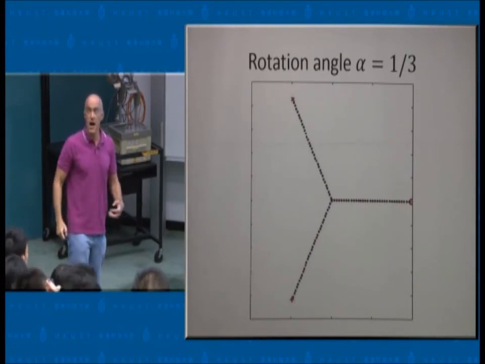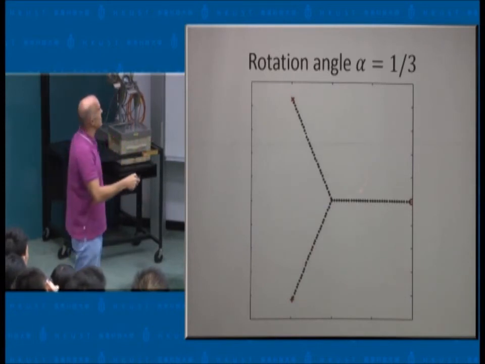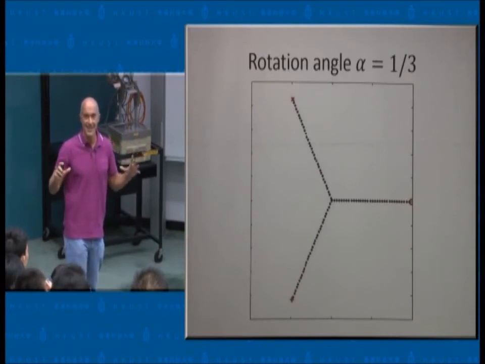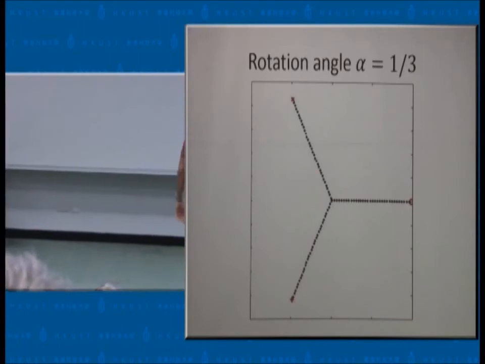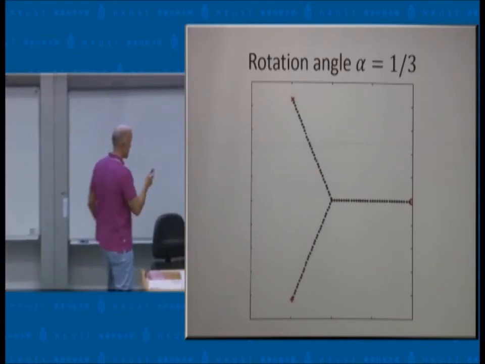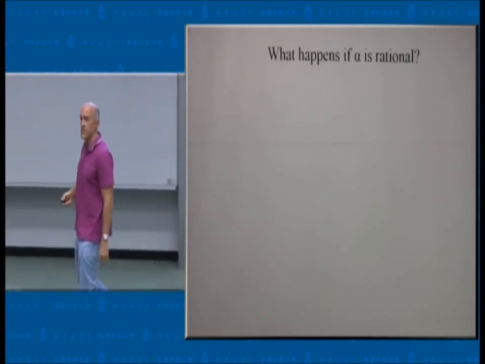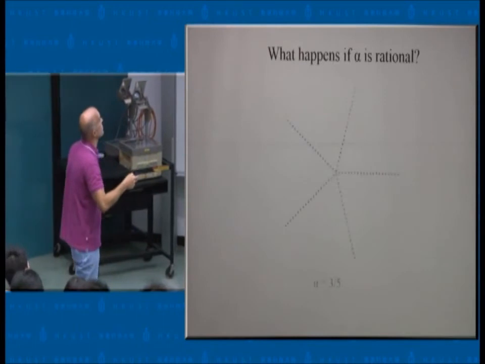So I'm trying to model the sunflower head, right? Three straight lines doesn't look like a sunflower head, okay? Right? So this is alpha equals 1/3. So let's consider alpha rational. So 1/3 is rational. Let's try another rational number.